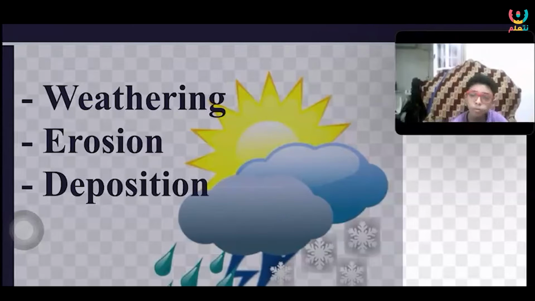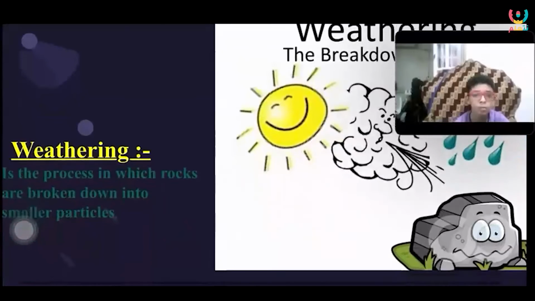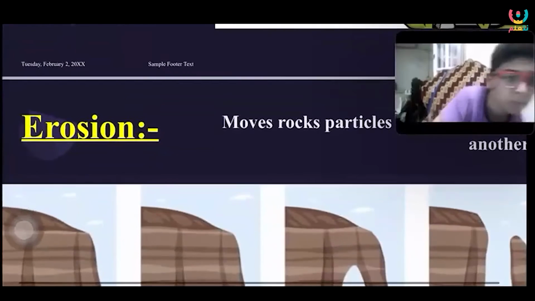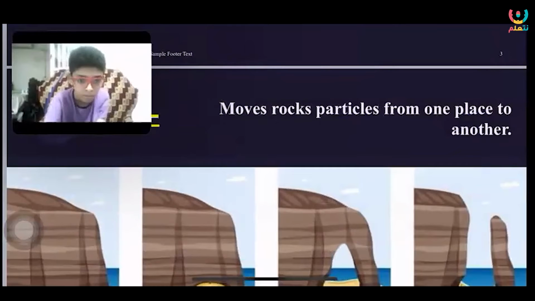Weathering, erosion, and deposition. The first thing is weathering. What is the meaning of weathering? It's a process in which rocks are broken down into smaller pieces or smaller particles. We have two kinds of weathering, mechanical and chemical. I will explain them also.